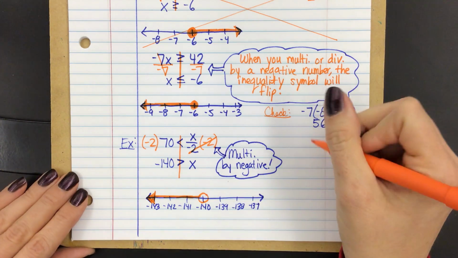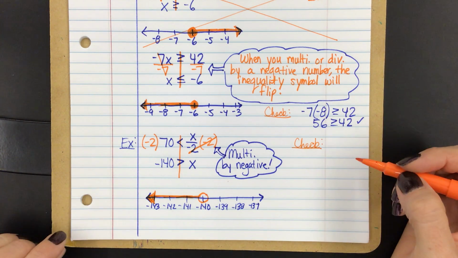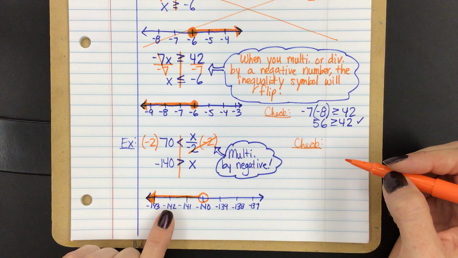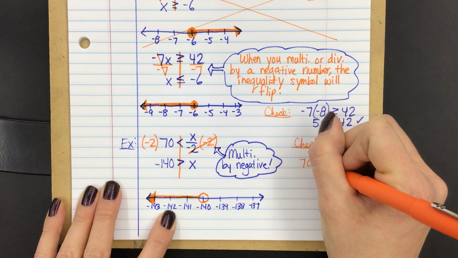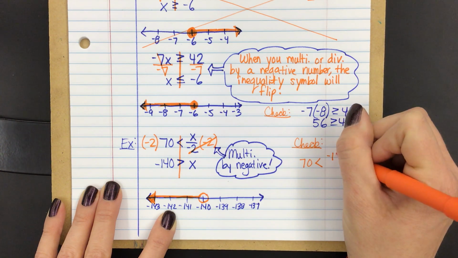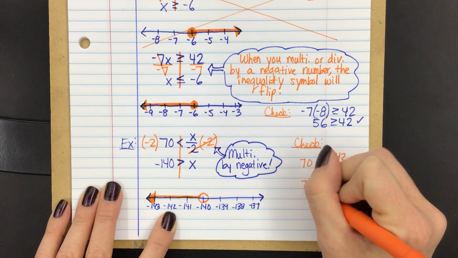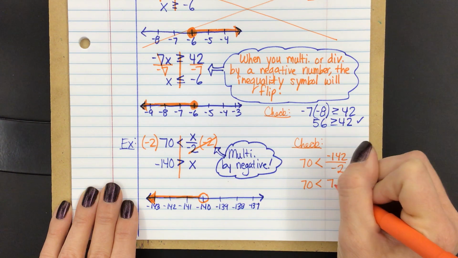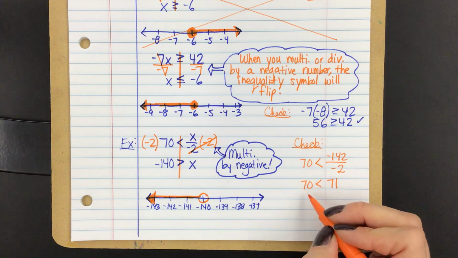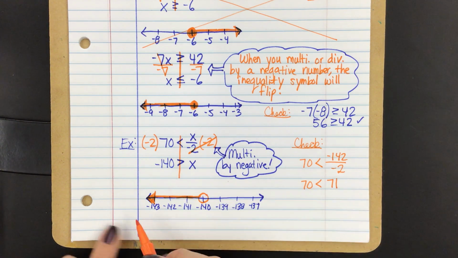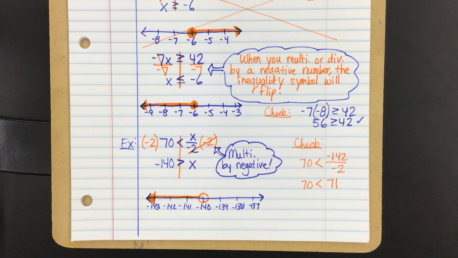Okay. And then we're going to check our solution set to make sure that we shaded the correct side. So I'm going to pick -142. And just make sure that it works in the original inequality. Okay, so when I divide this, I get a positive 71. And 70 is less than 71. So that shows me that I solved it correctly and I shaded the correct side. Okay? Yeah, Rhea.